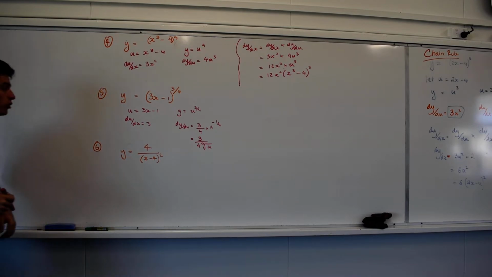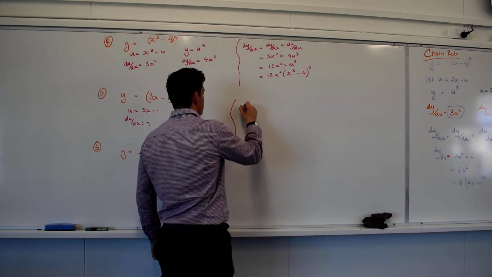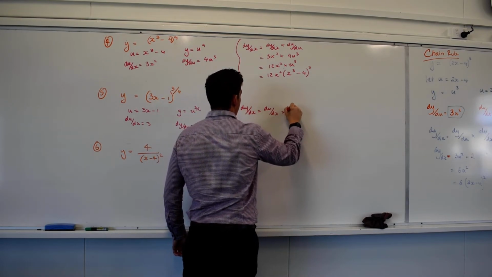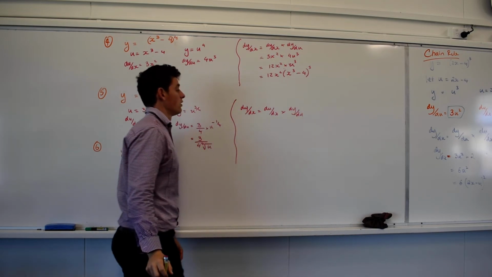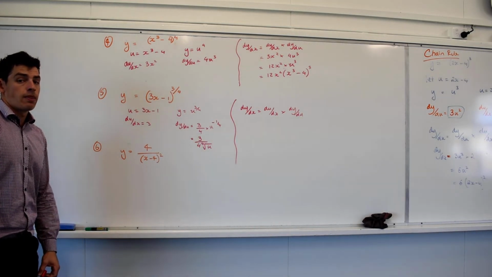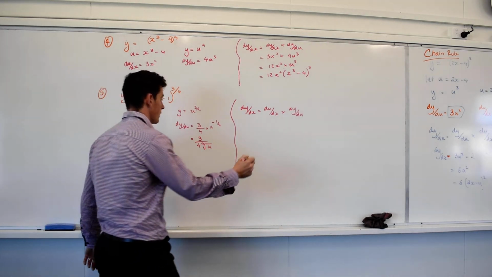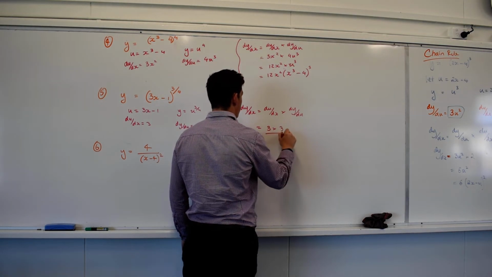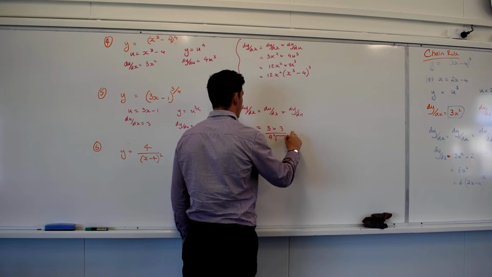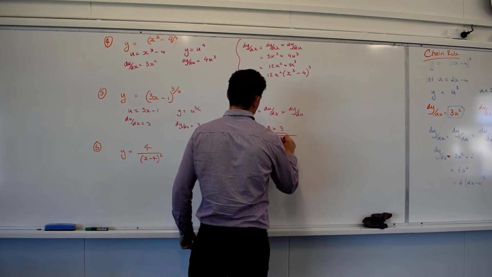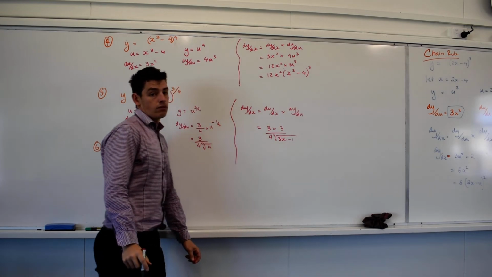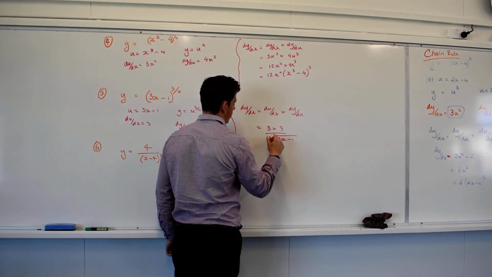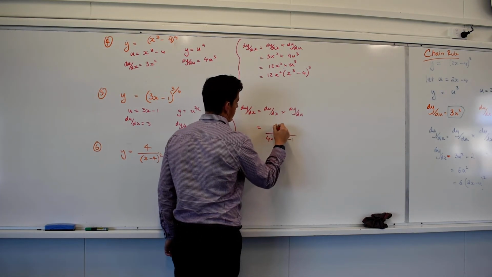Okay, now again I'm running out of room, so I'm going to go back to the other side. The setup's exactly the same. dy/dx equals du/dx times dy/du. I'm not even going to represent u as u anymore. I can just sub that straight in. So that would equal 3 times 3 over 4, the fourth root of whatever my u was initially, 3x minus 1. What can I do at the top? I can simplify them and make that. That's our answer.